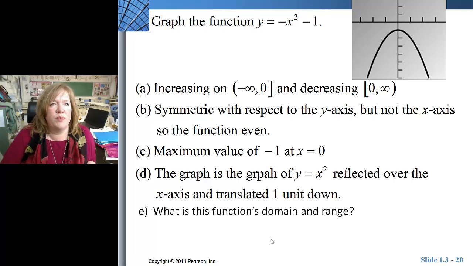What's the function's domain and range? Easy to find on the graph. You can put any value in for x, but y is strictly less than negative 1. So the domain is from negative infinity to infinity, and the range is from negative infinity to negative 1.